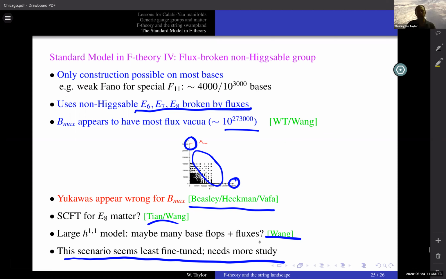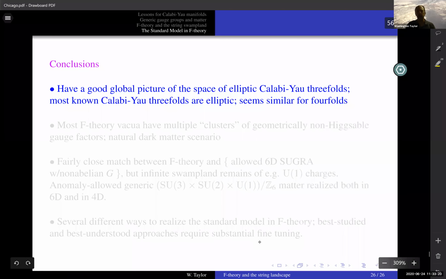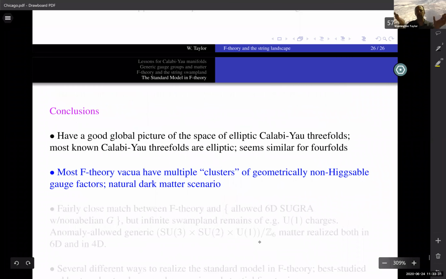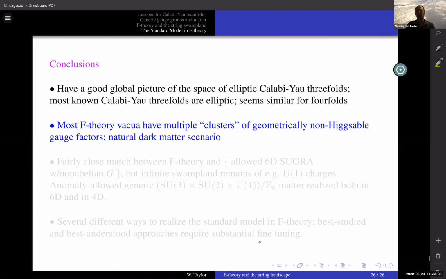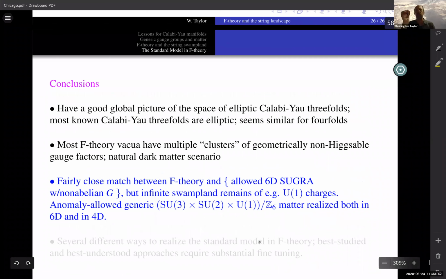But okay, I'm pretty much out of time, so let me conclude. First of all, I think we really have a good global picture of the space of elliptic Calabi-Yau threefolds. Most of the known Calabi-Yau threefolds are elliptic, and it seems like there's a similar story for fourfolds. Most F-theory vacua have multiple clusters of geometrically non-Higgsable gauge factors, which gives us a very natural scenario for dark matter. There's a fairly close match between F-theory and what we can get in supergravity with known constraints, at least for non-abelian gauge groups, but there's still an infinite swampland when we consider arbitrary U1 charges.